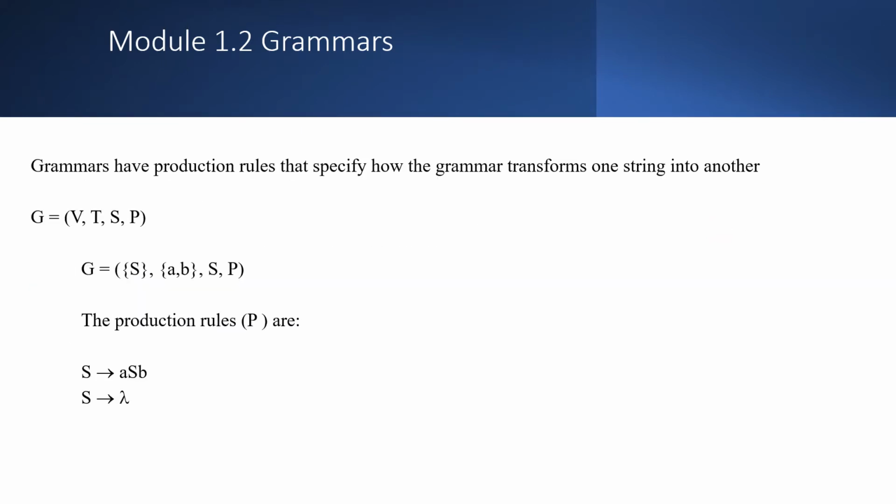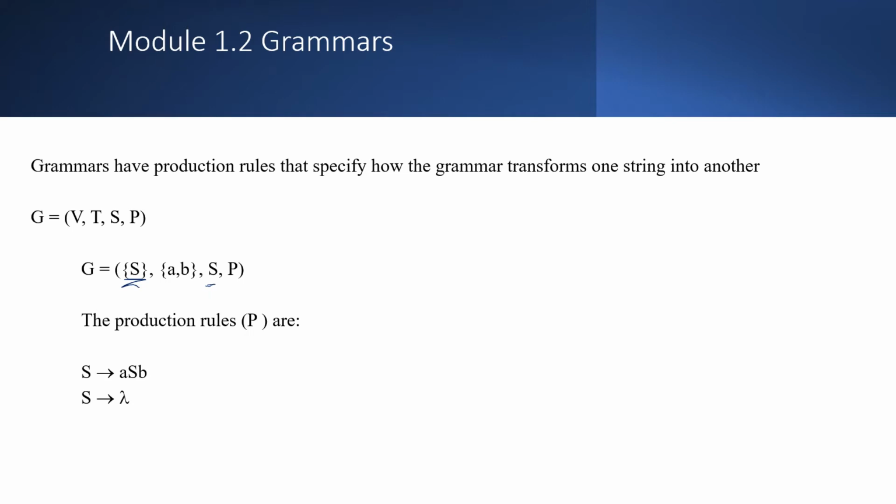So let's just practice now an example of a grammar. If you take a look at it, you can see the set of variables here is just an S, the alphabet is a, b, and the start symbol is S, and then these are the production rules. The production rules are what is used to create and generate the strings that are in the language.